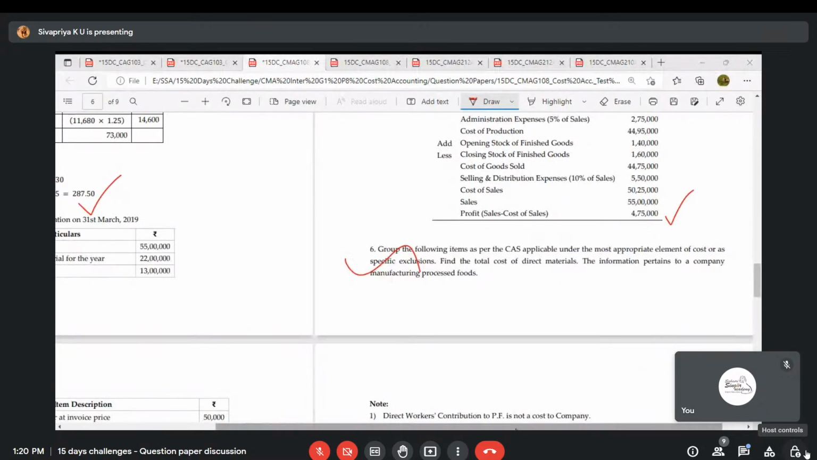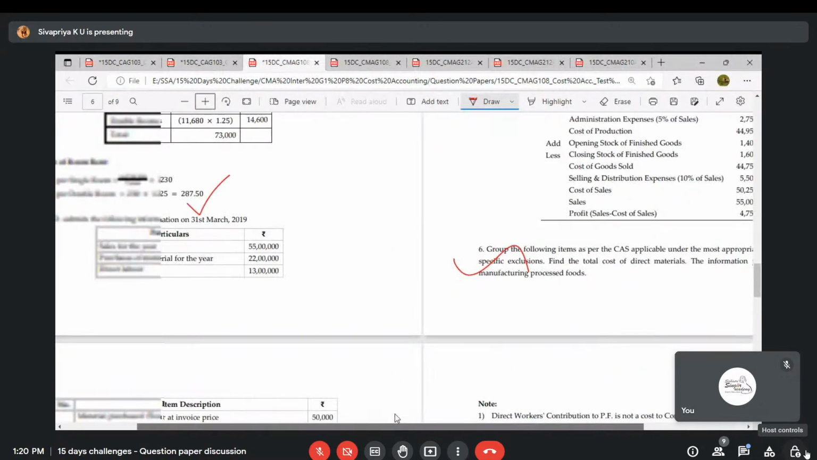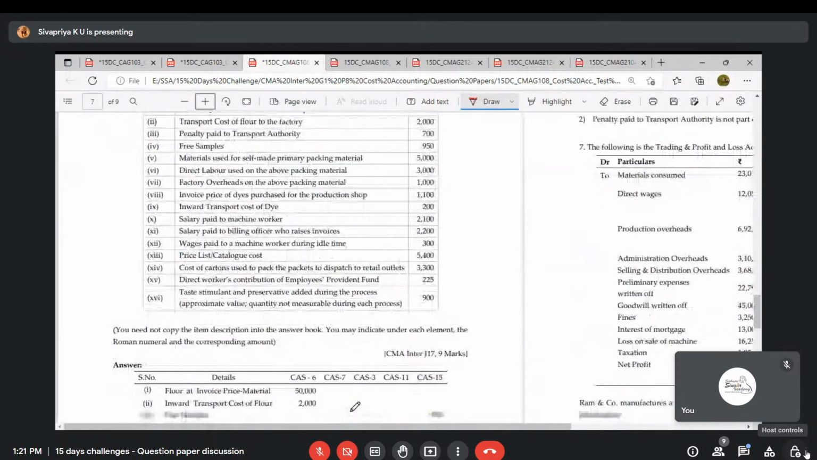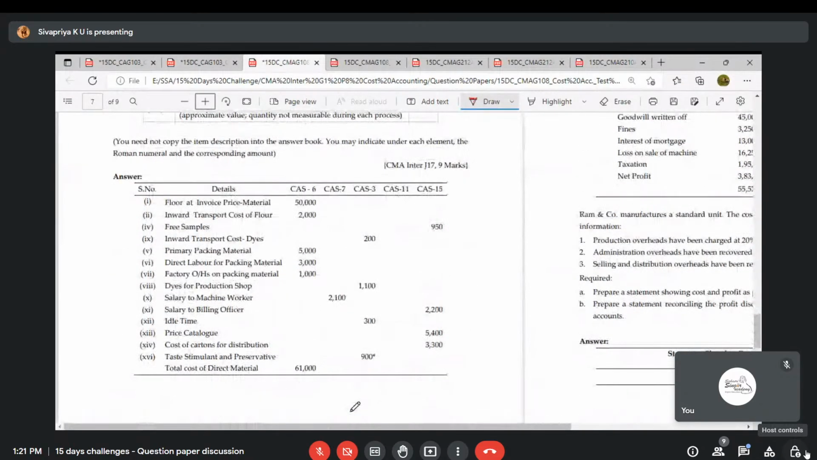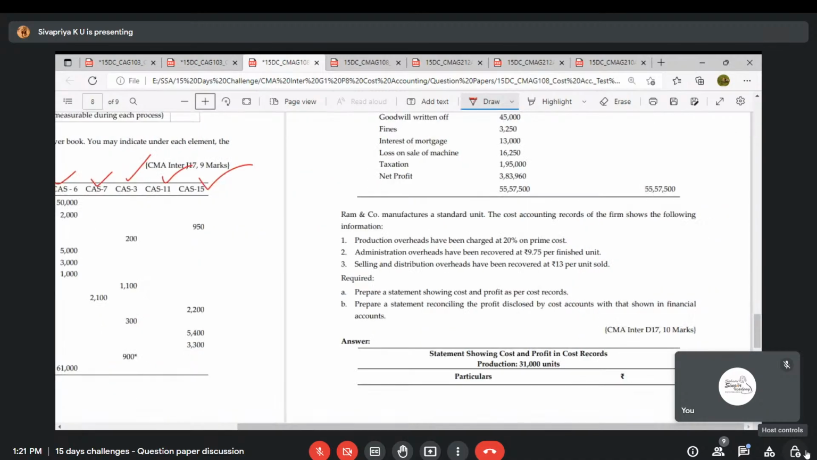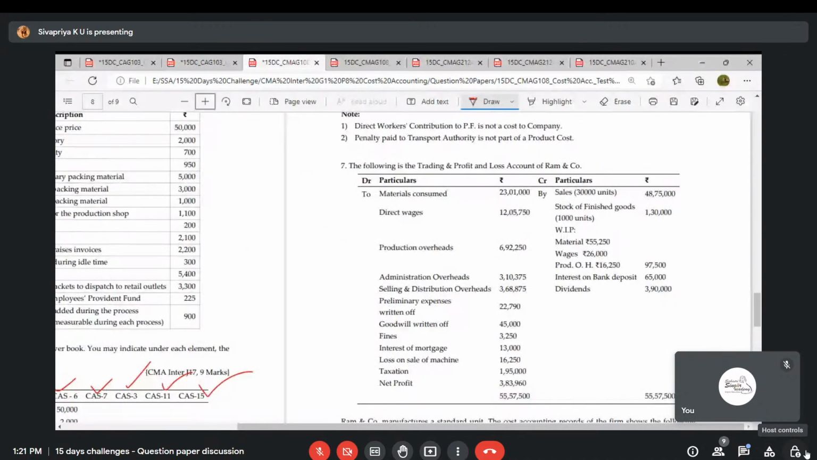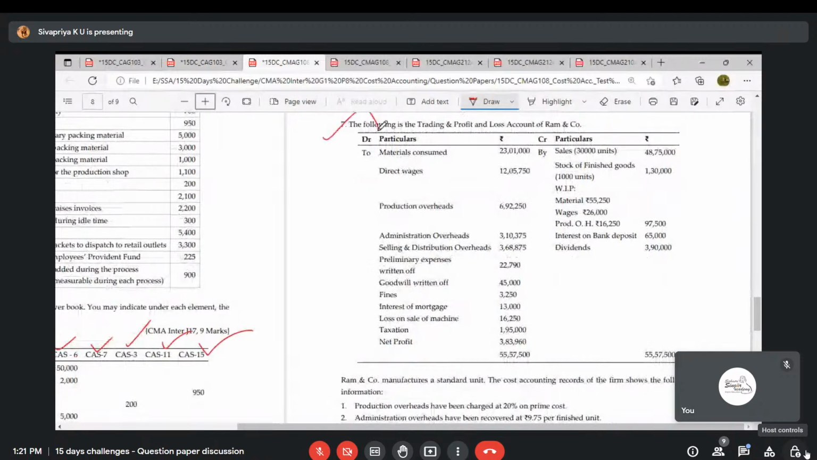Question number 6. You have to group the expenses as per the applicable cost accounting standard. We have already worked this out in a test. So this is the solution. Cost accounting standards 6, 7, 3, 11 and 15. This is a total. And question number 7.